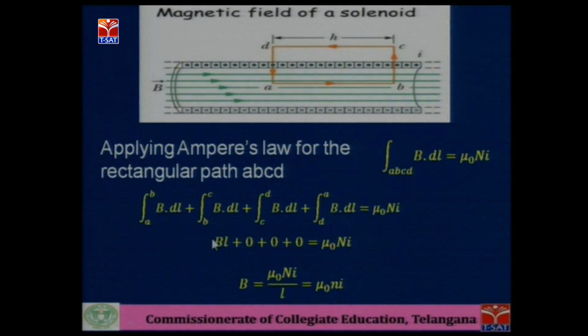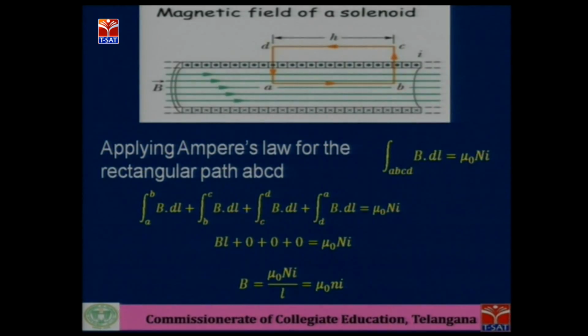So B L plus 0 plus 0 plus 0 is equal to mu naught N i. So B is equal to mu naught N i by L. This is the magnetic field due to the solenoid, where N is the total number of turns in the solenoid and L is the length of this particular element AB. If we divide these two, we get small n, which is the number of turns per unit length. So the magnetic field due to a solenoid can be taken as mu naught n i, where mu naught is the magnetic permeability, n is the number of turns per unit length, and I is the amount of current passing through it.